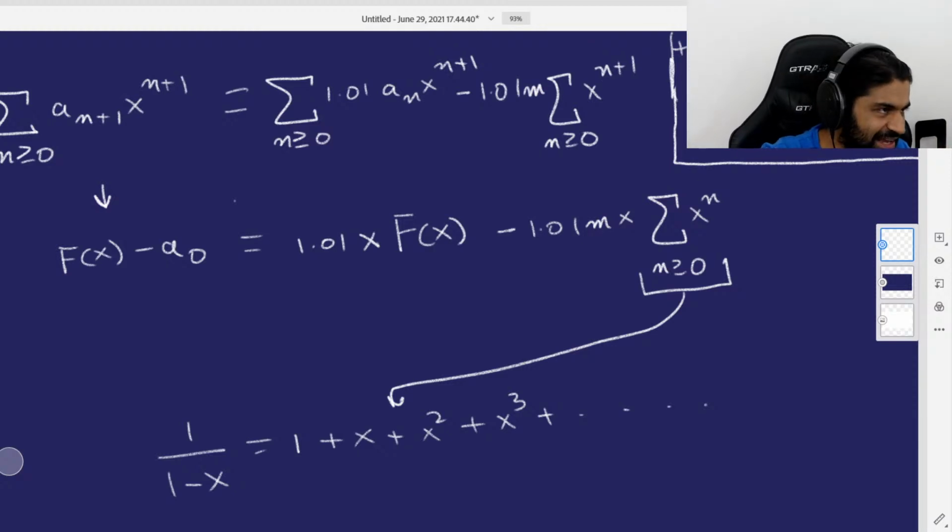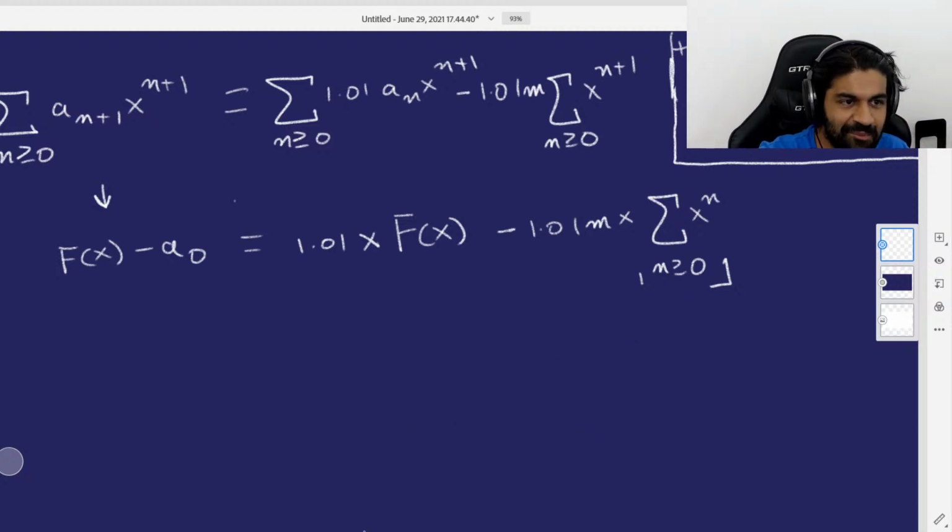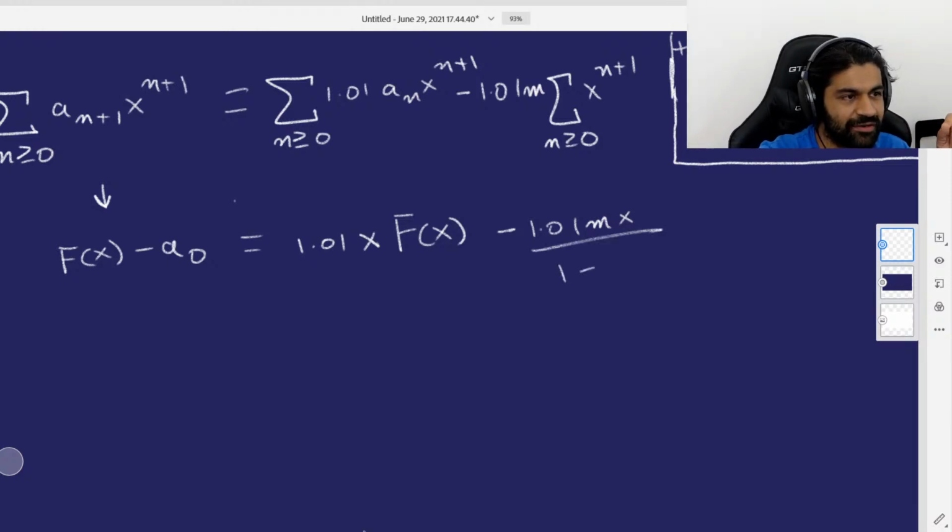So you're already seeing the interplay between writing things in their compact form versus the infinite series form. So I'm actually just going to replace this with 1 over 1 minus x. Hopefully it seems quite reasonable.